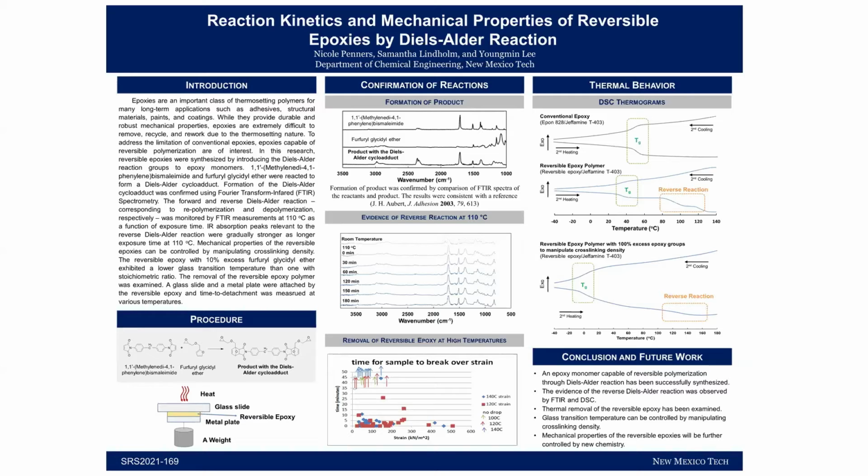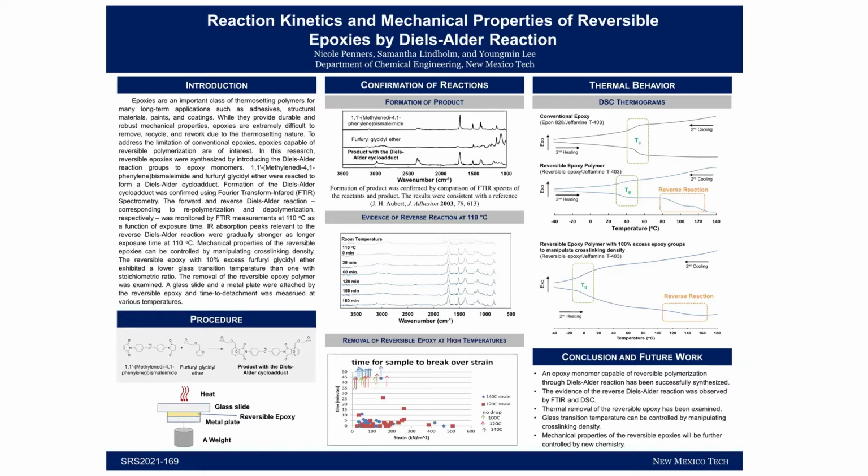For our research, we first confirmed that the initial reaction to make the monomer was successful, and we did that using FTIR. We then characterized the reverse reaction at 110 degrees Celsius, again using our monomer formed from 1,1-methylene di-4,1-phenylene bismaleimide and furfuryl glycidyl ether.